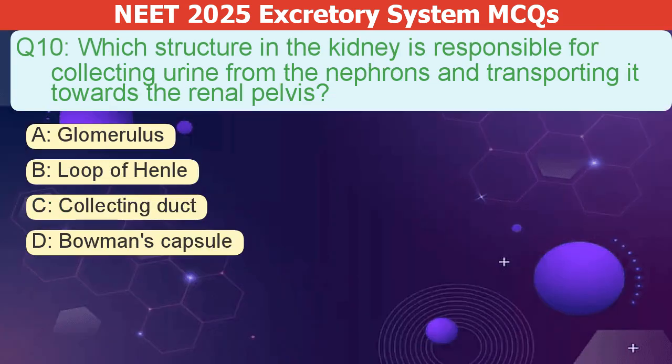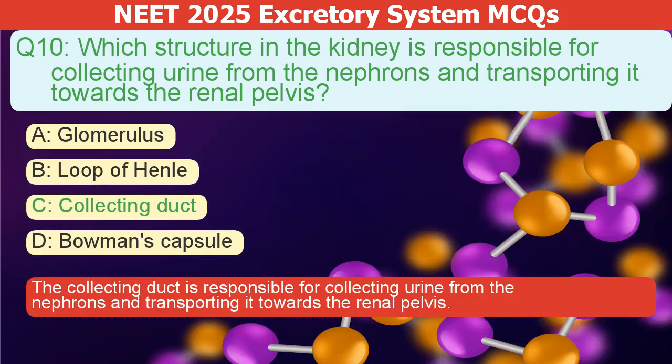Which structure in the kidney collects urine from the nephrons and transports it to the renal pelvis? A. Glomerulus. B. Loop of Henle. C. Collecting duct. D. Bowman's capsule. The correct answer is C. The collecting duct collects urine from the nephrons and transports it to the renal pelvis.